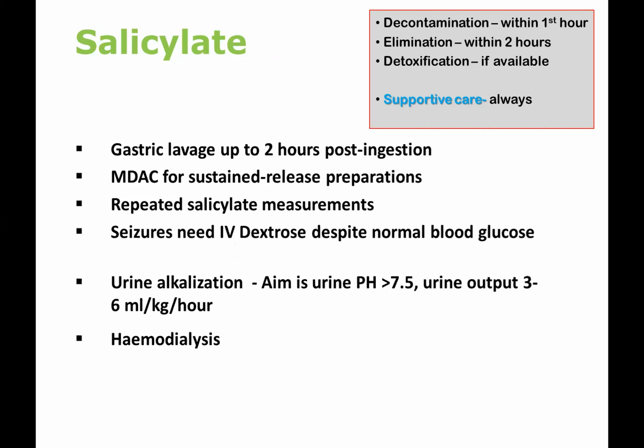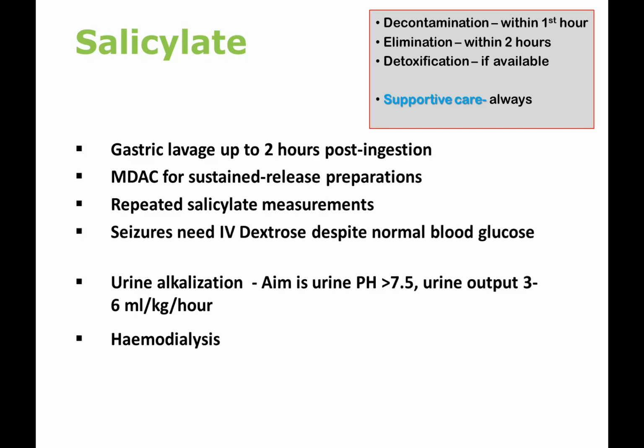Salicylate is one of the extremely common poisons, and gastric lavage can be applied within 2 hours, and repeated salicylate measurements should be done if available. Depending on the symptoms and the metabolic derangements, supportive care has to be given, and urine alkalinization aiming for urine pH above 7.5 and urine output of 3 to 6 ml per kg per hour has to be done. Hemodialysis and plasmapheresis may have to be done.